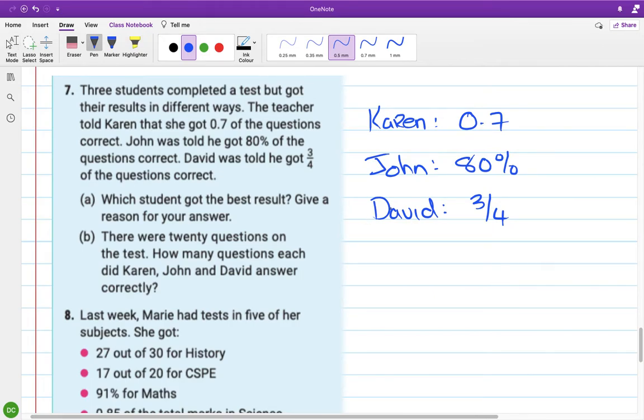I don't know, just because it's results, they're harder to compare. Not impossible, but they're hard to compare when they're in different forms, okay? So the best thing to do is to put them all in the same form. Because it's test results, I'd probably go with percentages, because that's normally how you get test results.